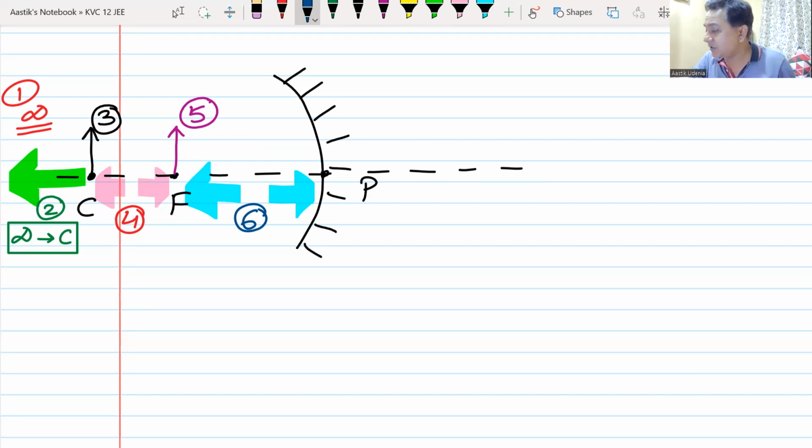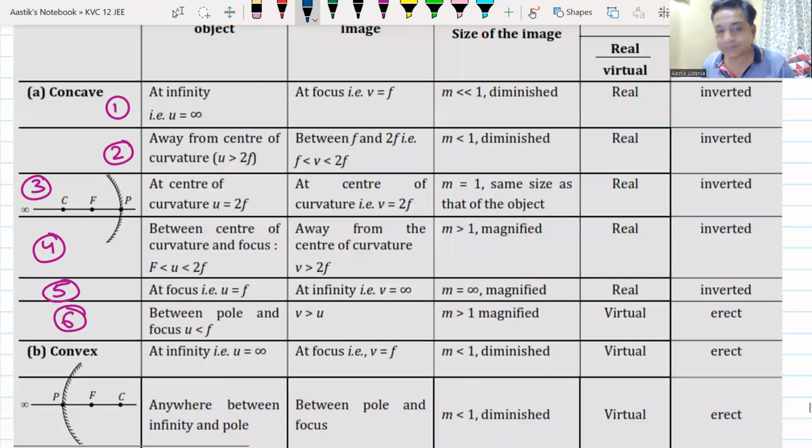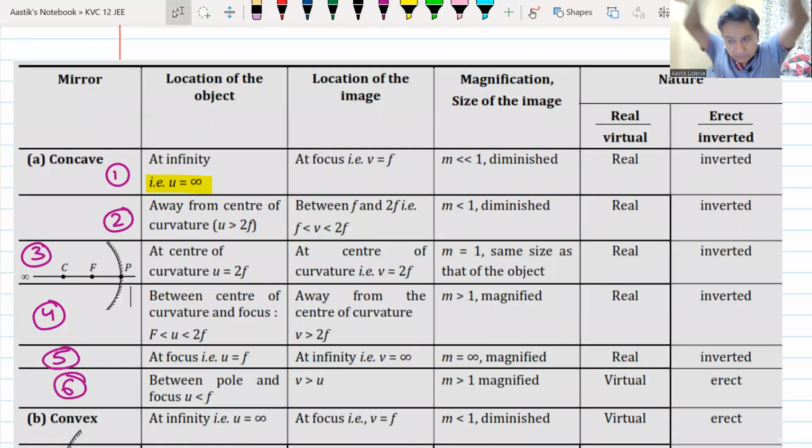And the first of these positions is when the object is at infinity. Do we understand this? Yes or no? Yes, sir. Object is at infinity.